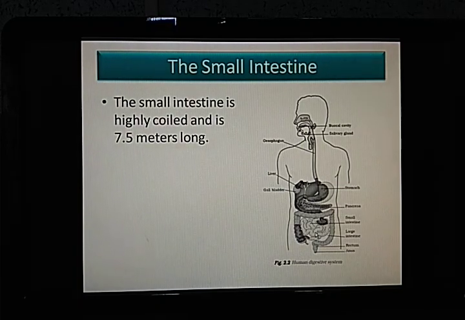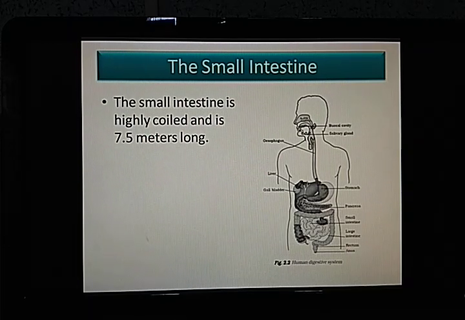Now the small intestine is highly coiled and is 7.5 meters long. So although the name is small intestine, it is definitely not small, it is very large. You can see, 7.5 meters long. Can you imagine? It is very lengthy. It's very long, the small intestine.